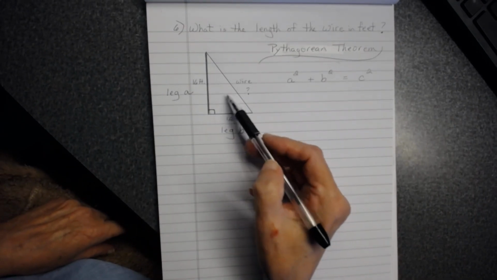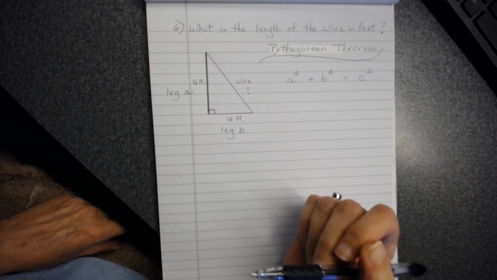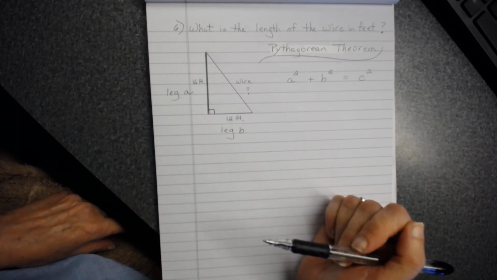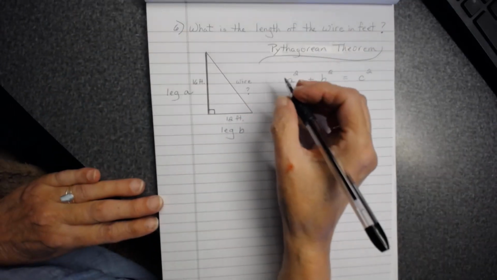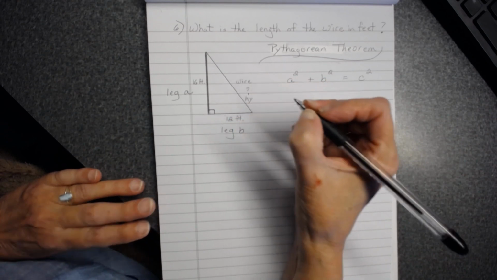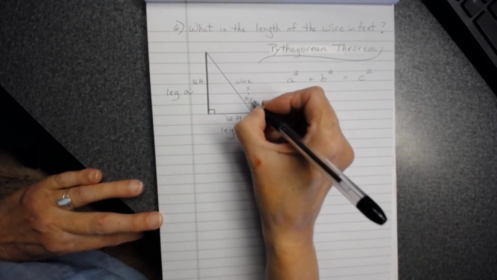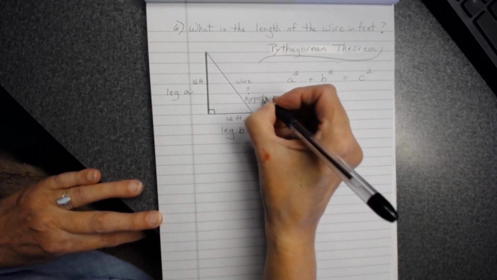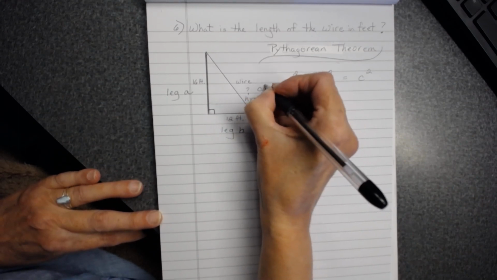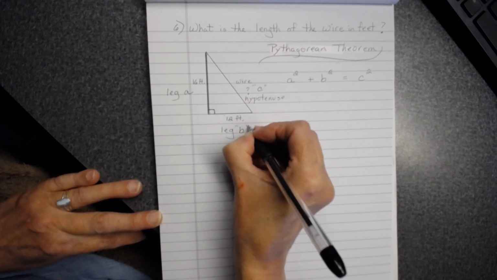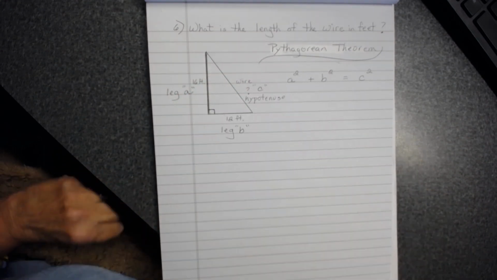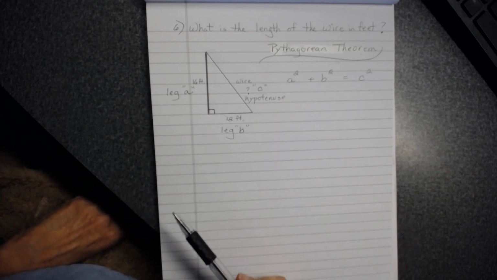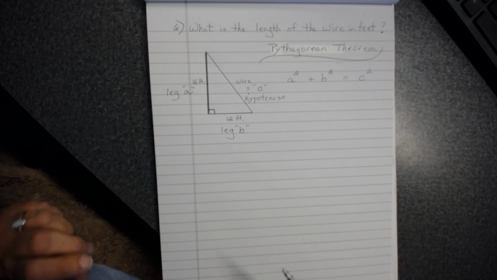The side that is opposite your right angle is your hypotenuse, and it is always the longest side in a right triangle. So we label the hypotenuse, or the hippopotamus side because it's so big, C. So we have 2 legs and a hippopotamus. We want to plug in what we know into our formula and then solve it.